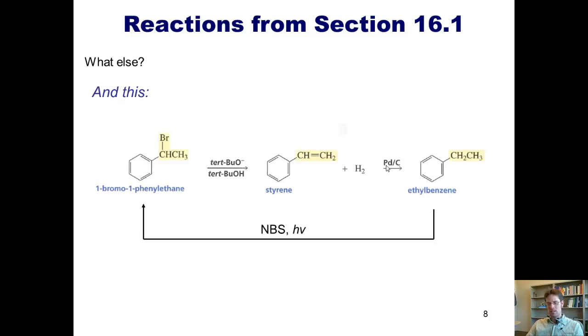However, it does illustrate the ability of doing an E2 reaction when you have a bromine at the benzylic position, thus forming an alkene. And as you may remember from previous chapters, there are many reactions that we can do to alkenes.